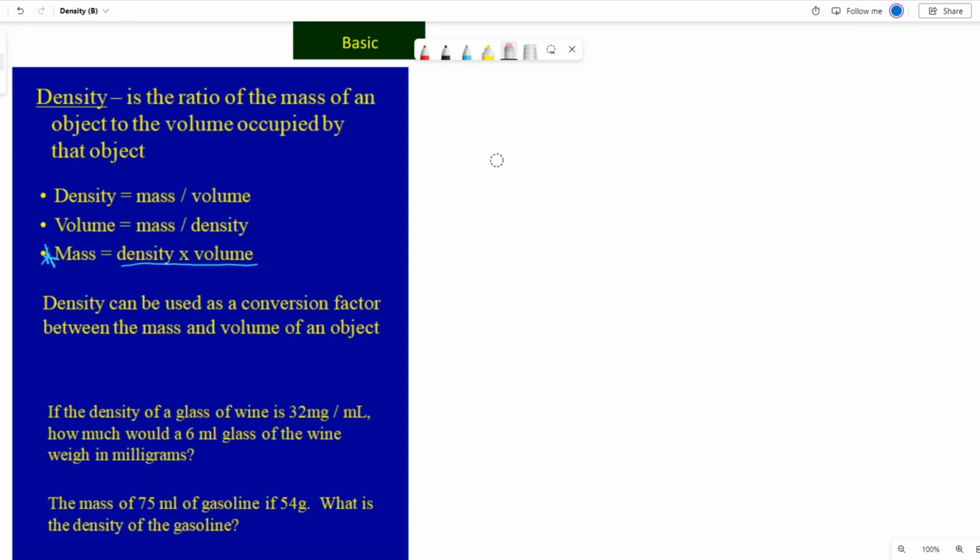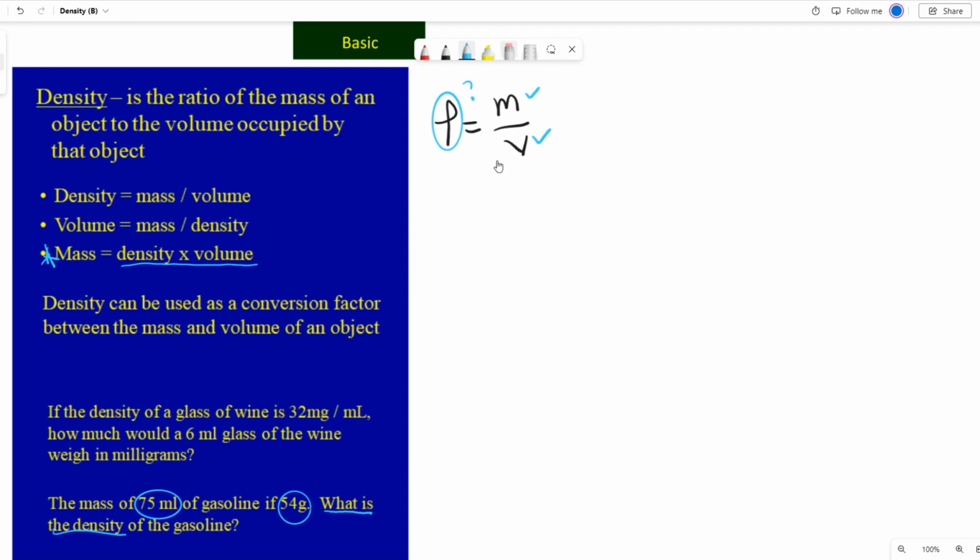So in the second problem, it says the mass of 75 milliliters of gasoline is 54 grams. What is the density of the gasoline? So again, we want to make sure that we know our formula. The density is equal to the mass divided by the volume. Well, what terms are we being given? Well, we're given 75 milliliters. That's a volume. So we're given the volume. And we were given 54 grams. That's a mass, so we're given the mass. And hopefully it's asking for the density. And right here it says, what is the density? So we are being asked for the density, so that's what we need to solve for.